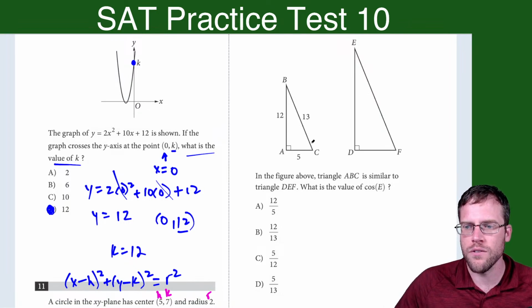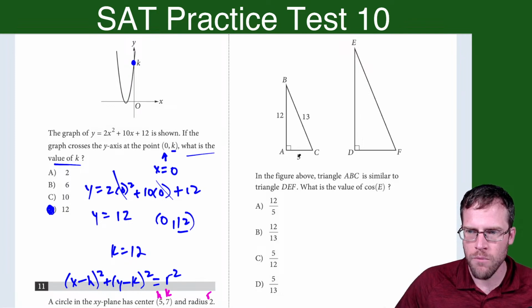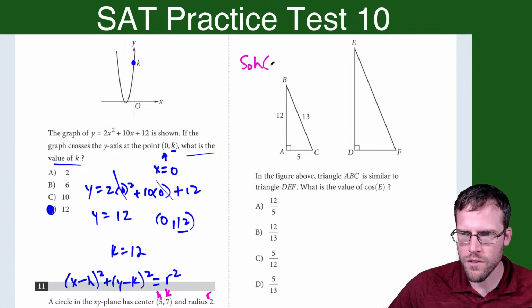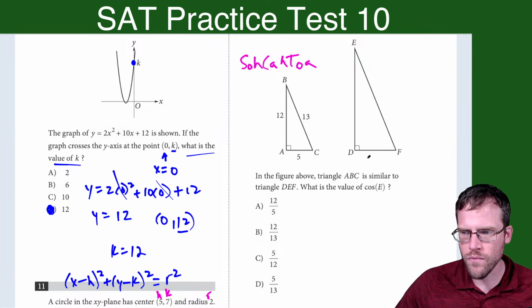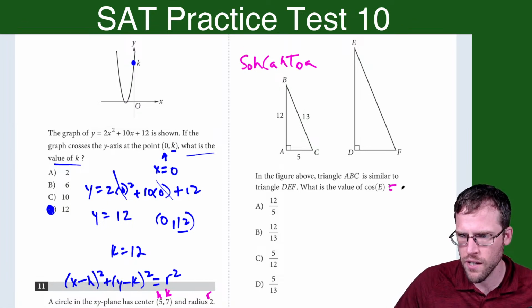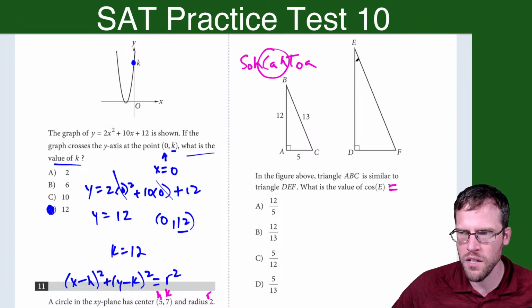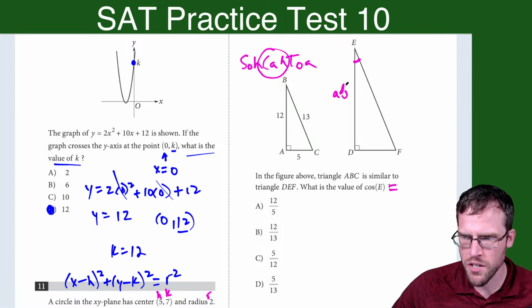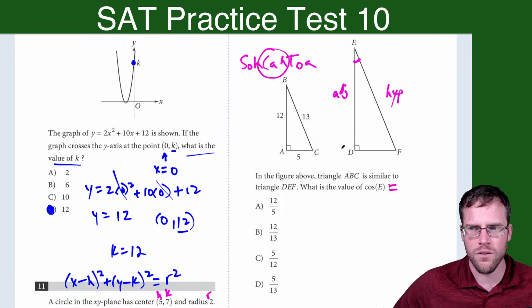So these two triangles are similar, and what that tells me is that I can multiply everything here to get from here to here. There's a few things we have to know for this question. We have to know SOHCAHTOA, the trig ratios. So our goal is to find cosine of E. Cosine, we should be thinking adjacent over hypotenuse. E is up here, so the side adjacent to E would be here. This would be the adjacent side, and the hypotenuse is always opposite of the right angle.